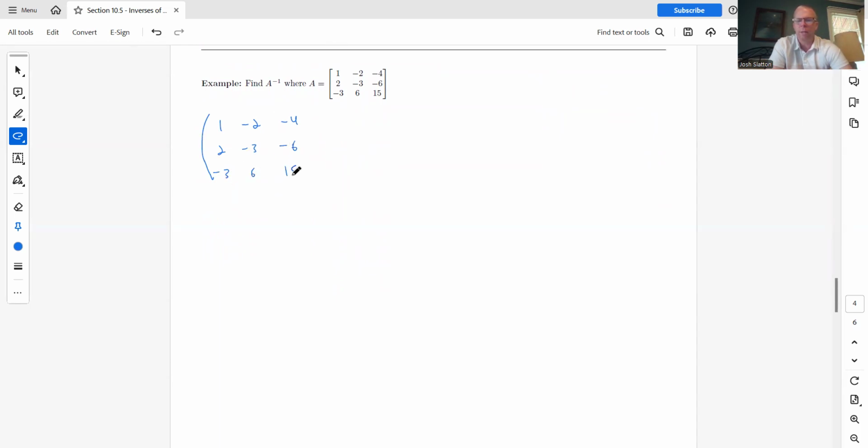And so we have a 3 by 3. So we're going to add on the 3 by 3 identity matrix. And we're going to do row operations to get this side to be the identity matrix. And then whatever we do, we're going to treat this as one big matrix. So whatever we do to the row here, we're also doing to the row here. So it's just one long row. And then when this becomes the identity, this side over here will be the inverse. So first things first, we will leave the first row alone.